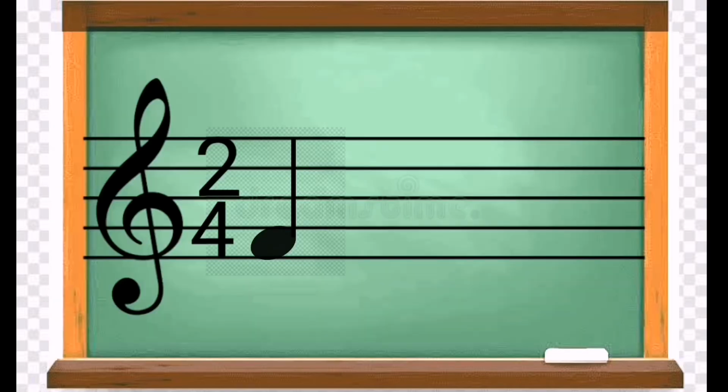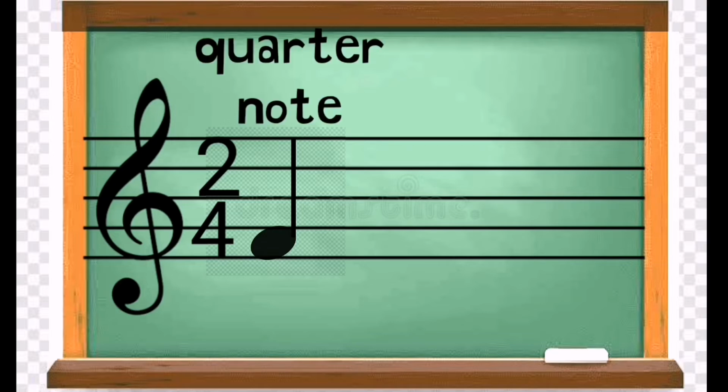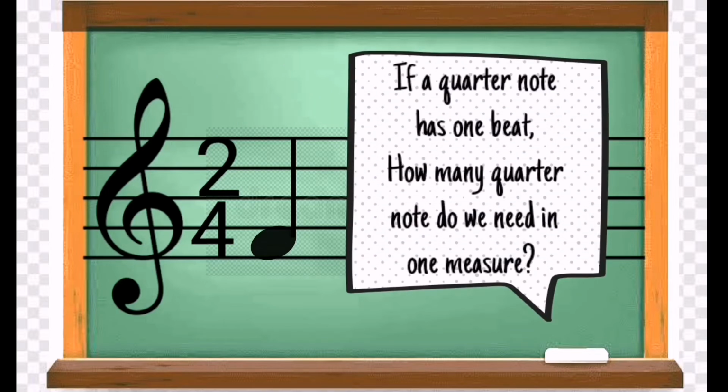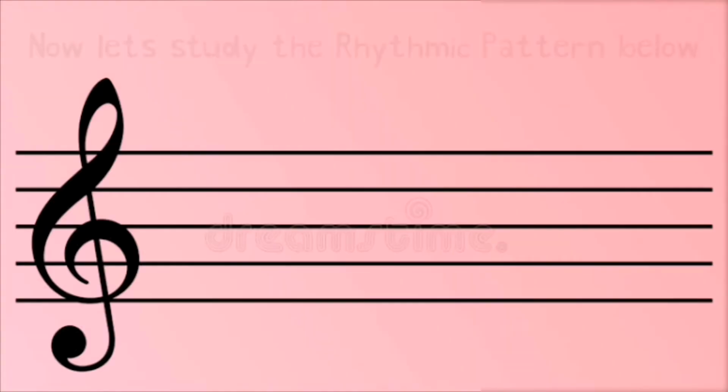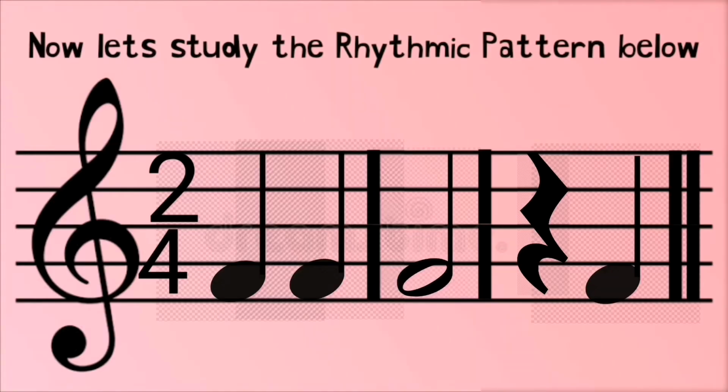Let's try. What note can you see? It is a quarter note. A quarter note has an equivalent of 1 beat. If a quarter note has 1 beat, how many quarter notes do we need in one measure? We need 2 quarter notes in one measure. Don't forget to write a bar line to indicate one measure. Now, let's study the rhythmic pattern below.